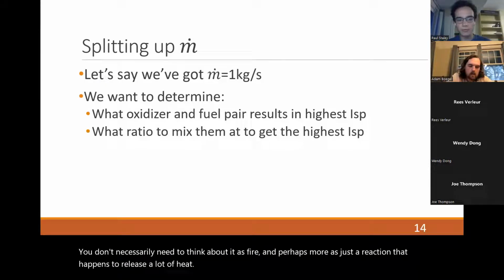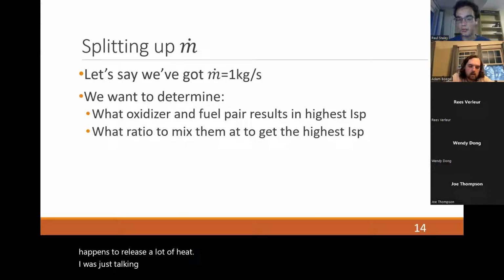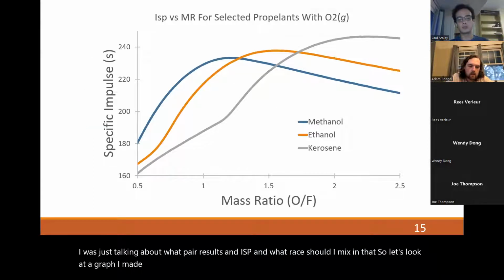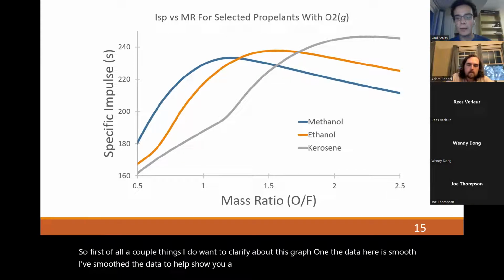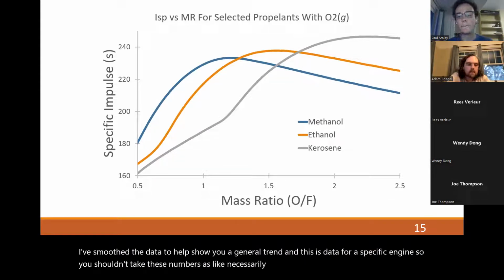Anyway, I was just talking about what pair results in the highest ISP and what ratio to mix them at. So let's look at a graph I made of exactly those two things. First of all, a couple things I want to clarify about this graph. One, the data here is smoothed. I've smoothed the data to help show you a general trend. And this is data for a specific engine. So you shouldn't take these numbers as necessarily meaningful, but the general trend absolutely exists.